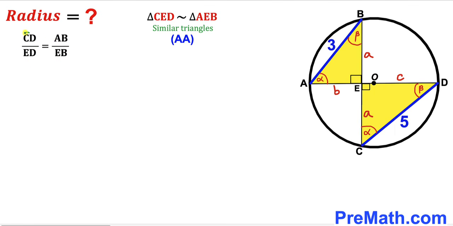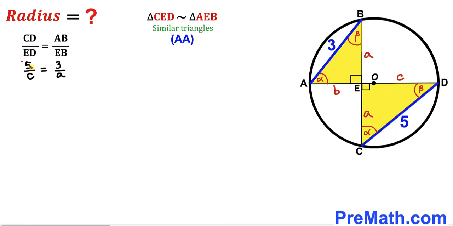We can see this side CD is 5 units, so I'm going to replace that with 5 units. Likewise, this segment ED is lowercase c, so I'm going to replace that with lowercase c. Moreover, on the right hand side, this AB length is 3 units, so I'm going to replace that with 3 units. And finally, this EB segment length is lowercase a, so I'm going to replace that with lowercase a.